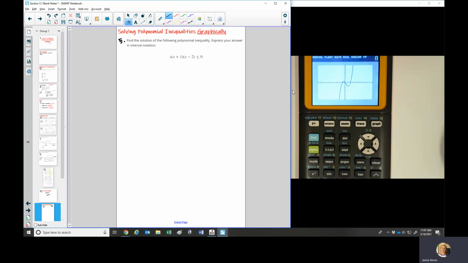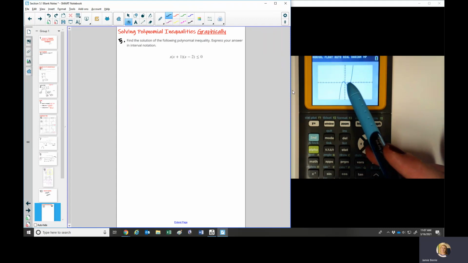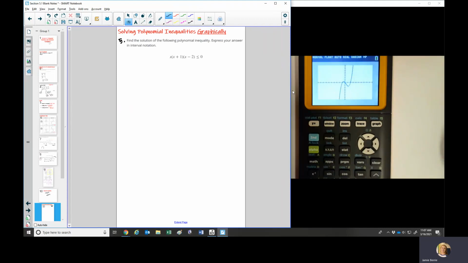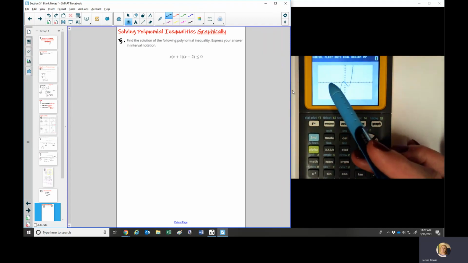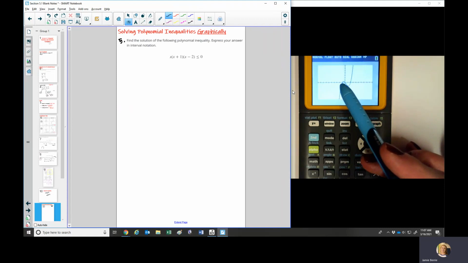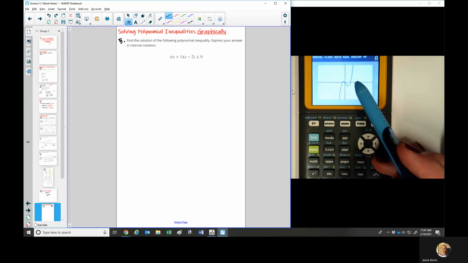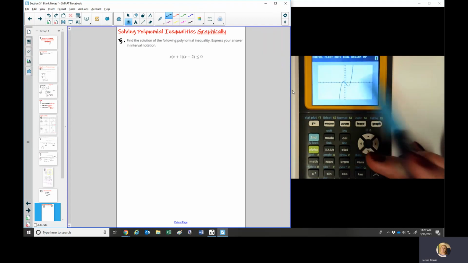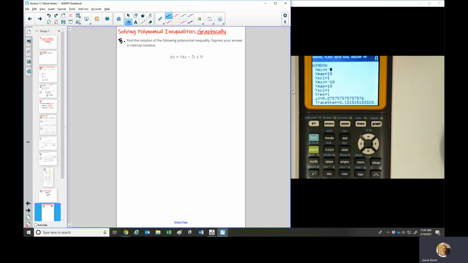If you multiply this out, this would be a 3rd degree polynomial. So we see it's crossing in 3 places: 1, 2, 3. We've got all 3 of them right here. We're looking for where this polynomial is less than or equal to 0. Let's zoom in on this a little bit so we can see it better. It looks like in the x direction we can go from -5 to 5, and we can do the same in the y direction. So let's go to the window and make it -5 to 5, -5 to 5.